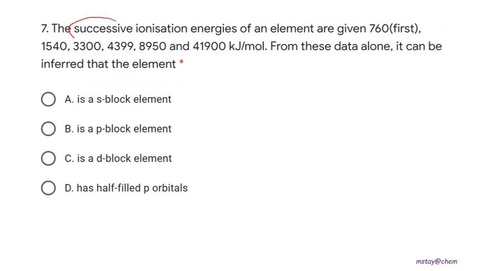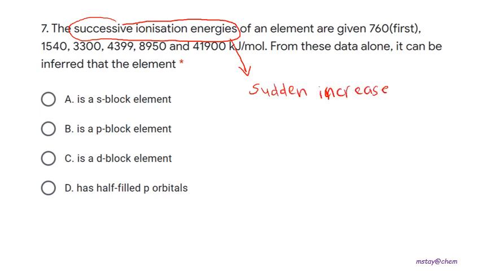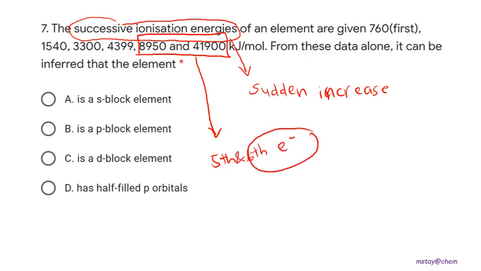Question 7 gives us successive ionization energies. Basically we will get the idea: we need to look for the sudden increase. The sudden increase happens here, which involves the 5th and 6th electron. So from this data, we know that the 6th electron is from the inner shell. So it means that this element is group 15. If this element is group 15, it means that it is a p block element.